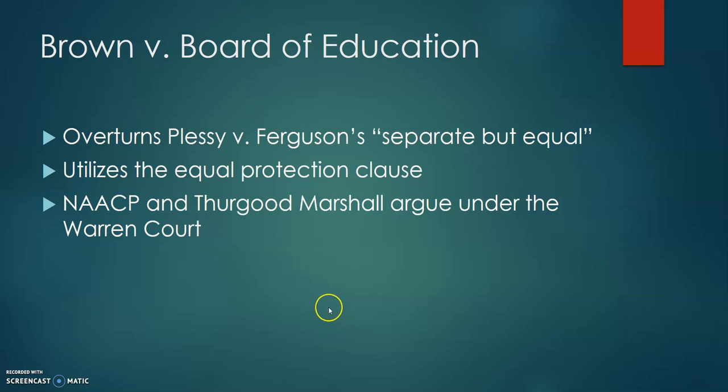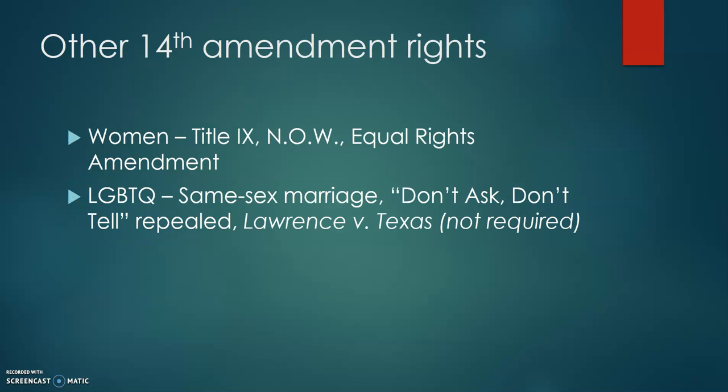And then another important case is going to be Brown v. Board of Education. And this is going to overturn a precedent. And keep in mind that the Supreme Court does not like to overturn precedents. They adhere to stare decisis. And in this case, they are going to overturn Plessy v. Ferguson's separate but equal doctrine. And it's going to utilize the Equal Protection Clause of the 14th Amendment. The NAACP, a very prominent African-American interest group, along with Thurgood Marshall, are going to argue under Chief Justice Earl Warren's court, and it's going to officially end segregation in public schools. A very, very important case for sure.